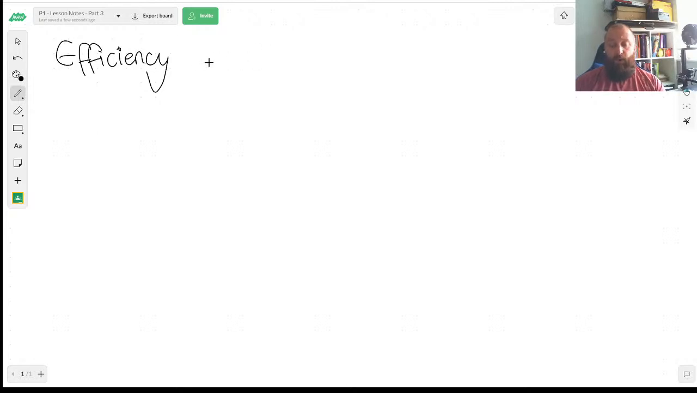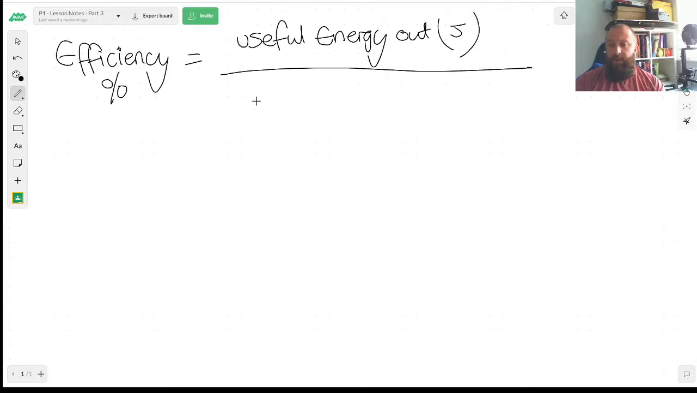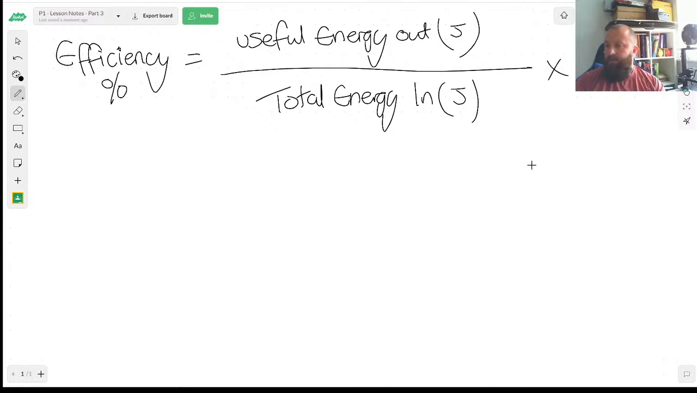Now, from a physics point of view, when we're looking at energy, the calculation we're looking at for this one, now I'm going to put it down as a percentage, so I'm going to multiply it by 100, but we could keep it as a fraction, is going to be the useful energy out, and that'll be in joules, divided by the total energy in, because I've got joules on both sides, they're going to cancel each other out, and I'm going to multiply that by 100, because that's going to turn it into a percentage.